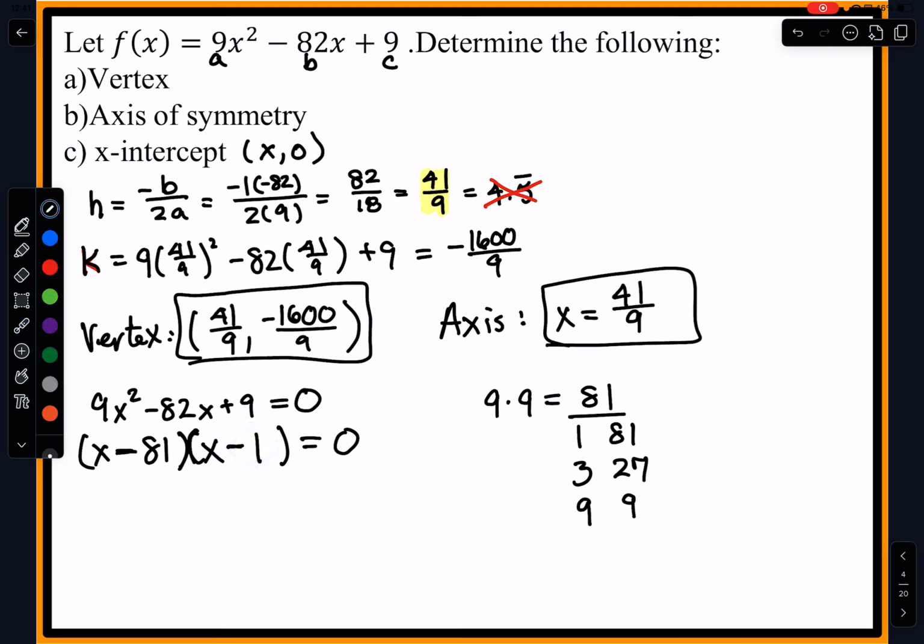Now, because I multiplied this 9 with this 9 right here, I have to divide these quantities by this number that I multiplied. So I have to divide this by 9, and I have to divide this by 9. So the actual factorization that gives me again 9x squared minus 82x plus 9 is going to be x minus 9 and x minus 1 over 9.